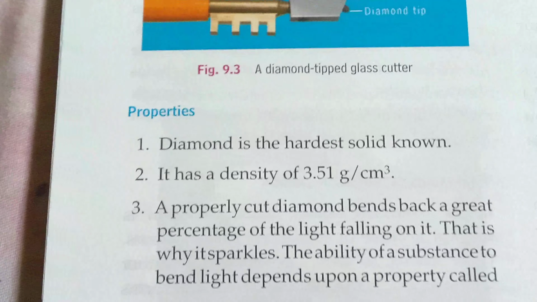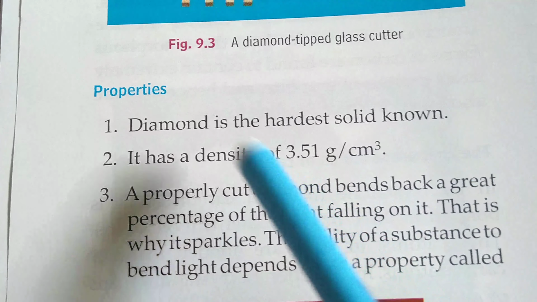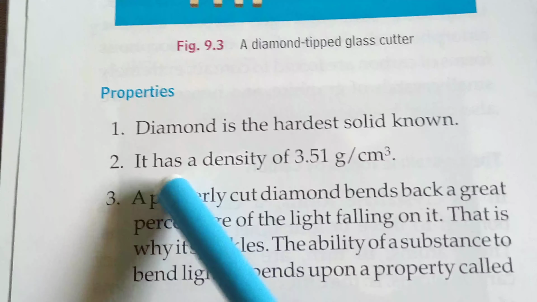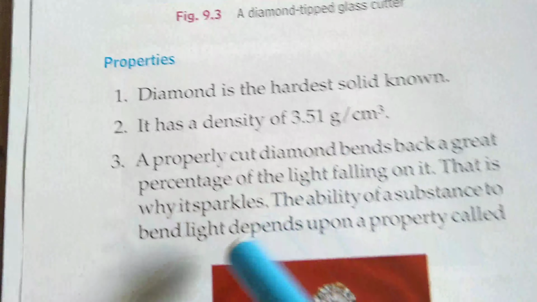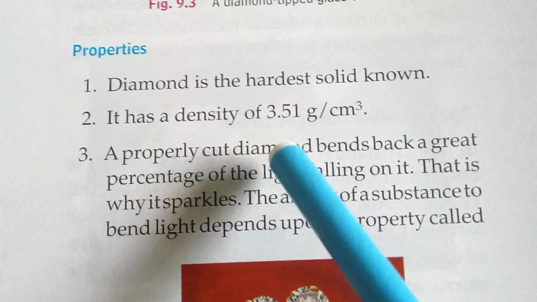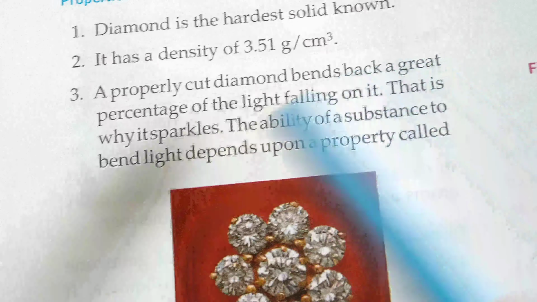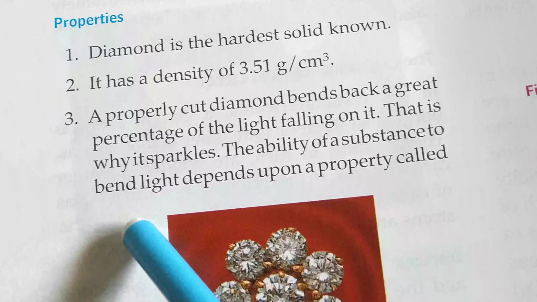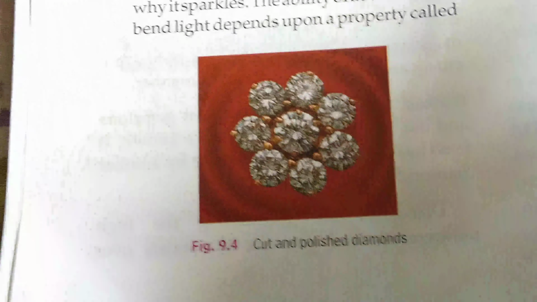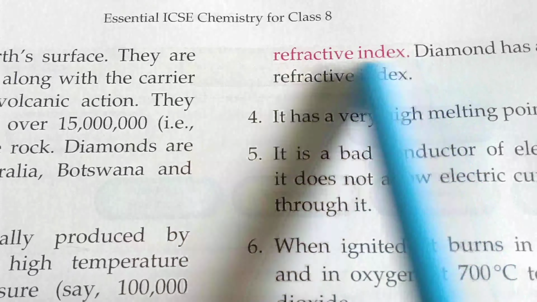Next, properties. Diamond is the hardest solid known. सबसे hard है. It has a density of 3.51 gram per cm cube. A properly cut diamond bends back a great percentage of light falling on it. That is why it sparkles. The ability of a substance to bend light depends upon a property called refractive index. इसके नीचे दाग लगाना.